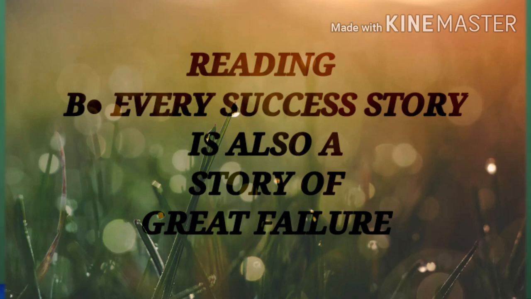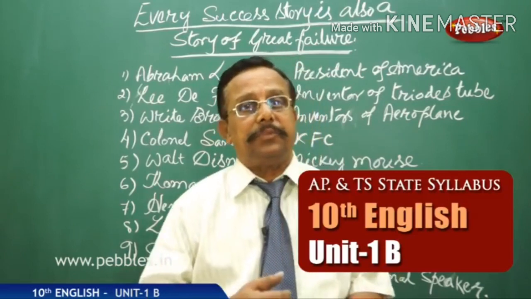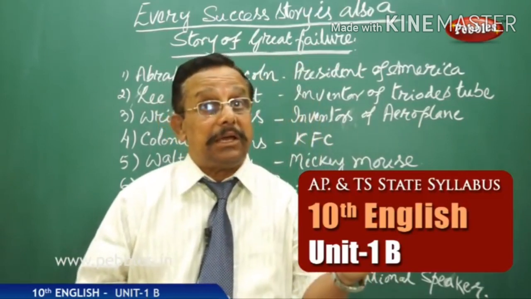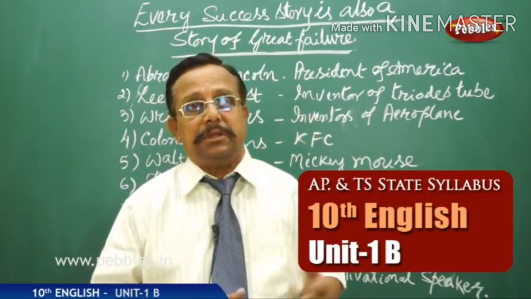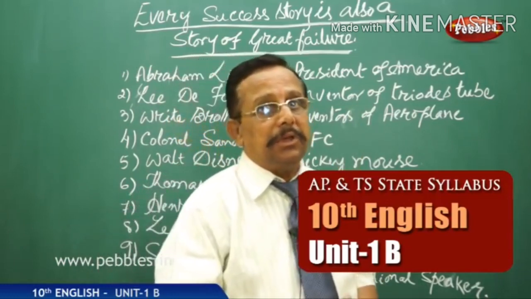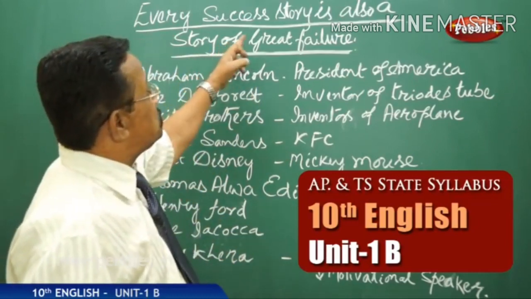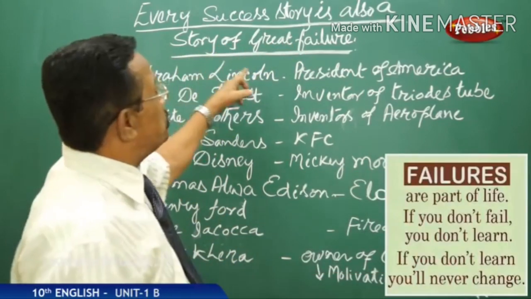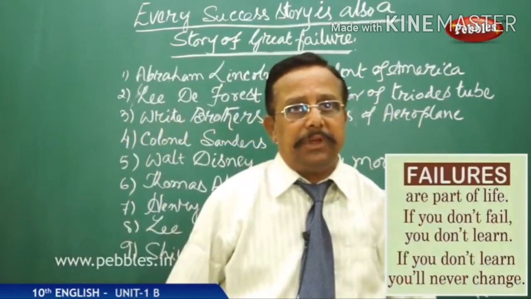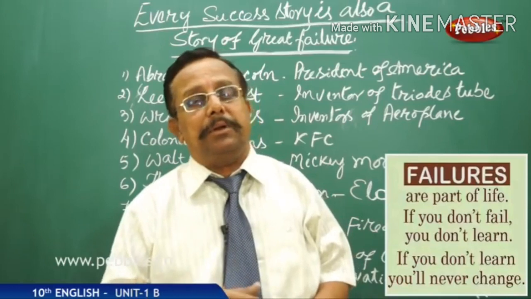So, yesterday we were talking about this personality development. Yesterday we read about Nick Vujicic, the person having no limbs but achieved great heights. And now today we are reading about every success story is also a story of great failure. We know people, they are all great people.